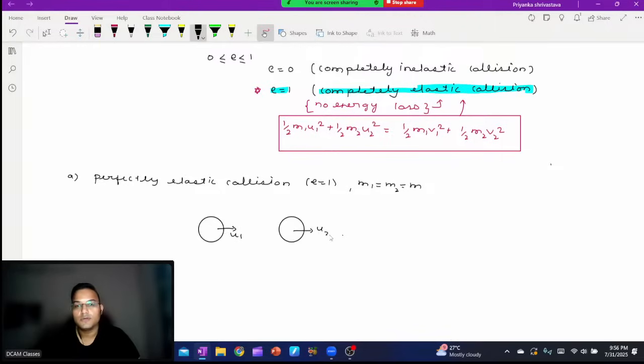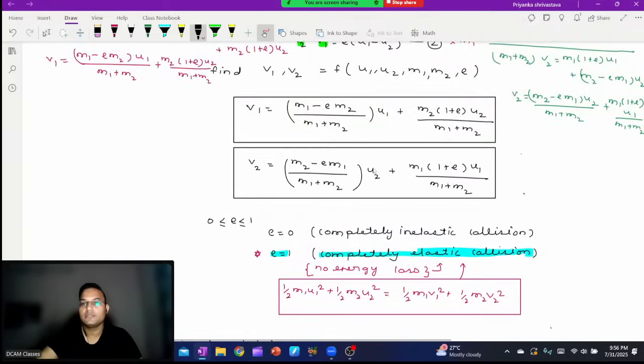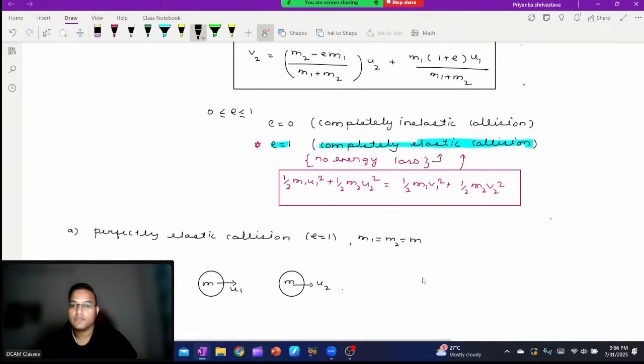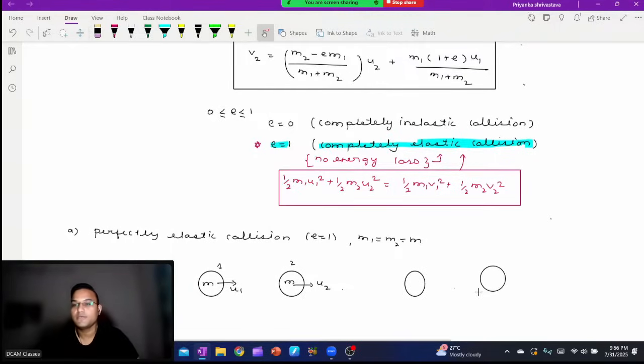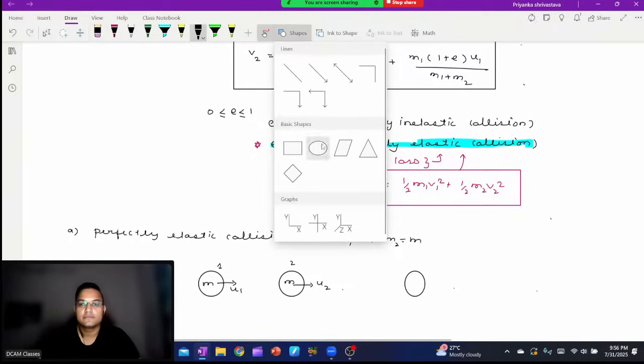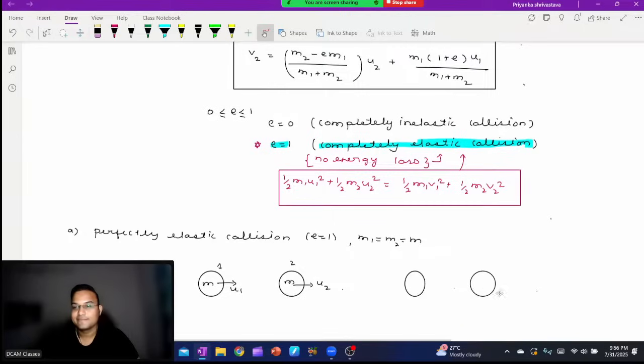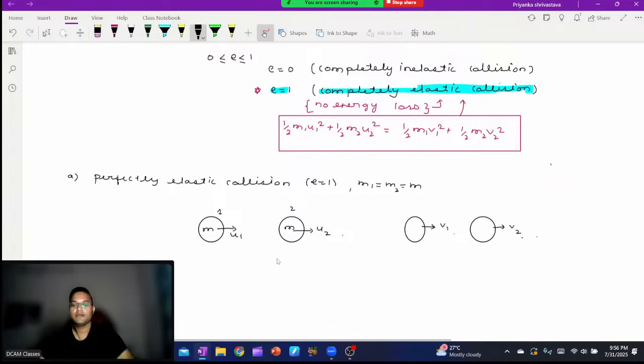U1, U2. Collision is elastic. Now masses are same. Now using the above formula that you have derived just now, can you find out the velocity of first ball and second ball after the collision? You will arrive at a very interesting result. The result will be interesting. Just give me the result, then I'll tell you what is interesting inside it. Just find out the value of V1 and V2 in terms of U1 and U2.